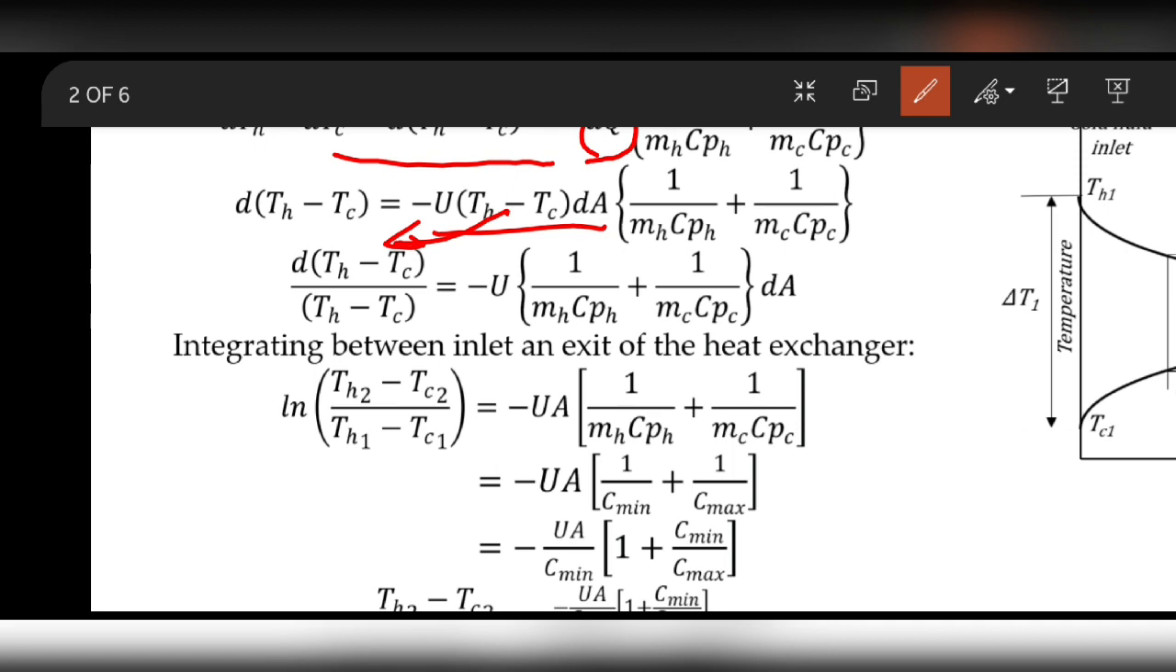The maximum can be for hot fluid or it can be for cold fluid. So what I'll do is, instead of MHCPH and MCCPC, one of the things I'll consider as minimum and the other as maximum. So I'll write C minimum and C maximum in place of MHCPH and MCCPC. Here I have written C minimum in the place of MHCPH, but when solving a problem, MCCPC can also be a minimum value.